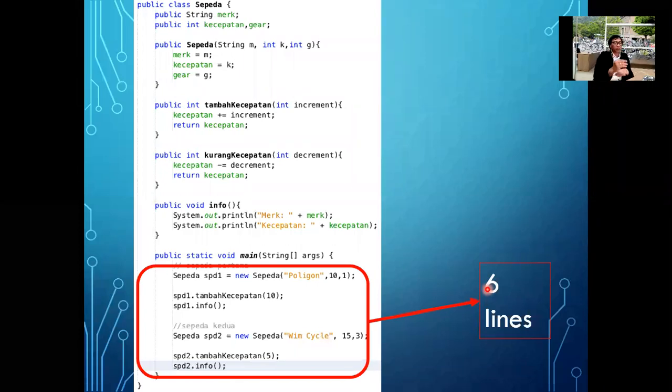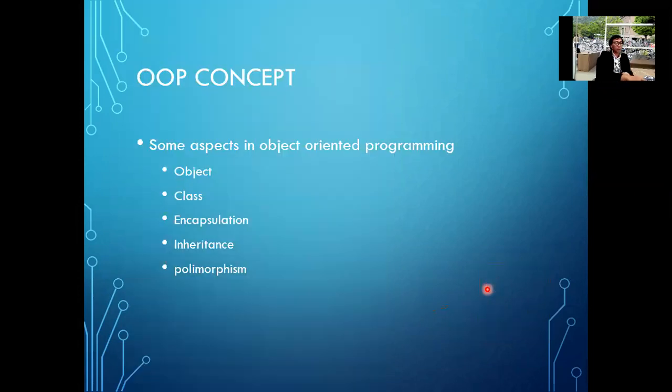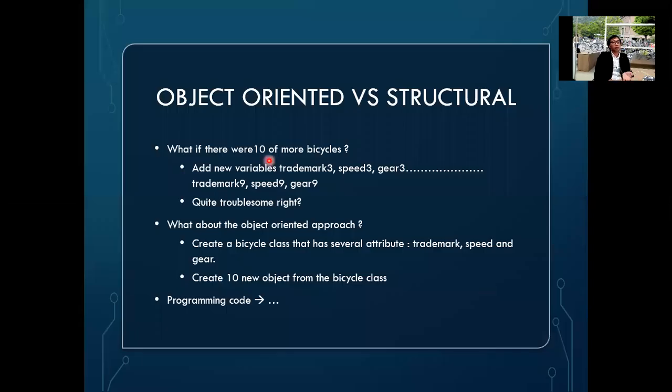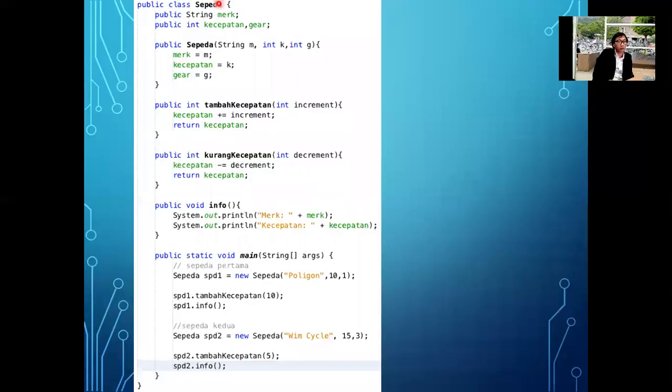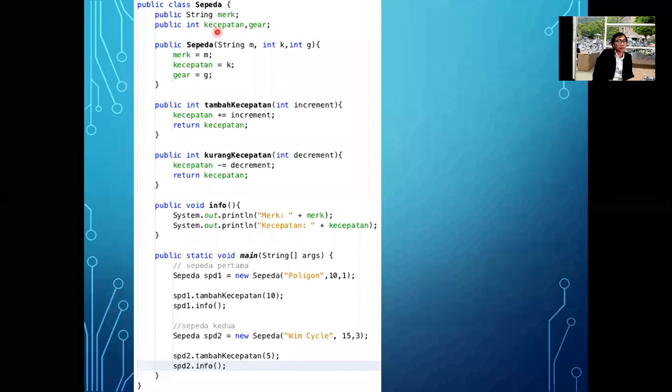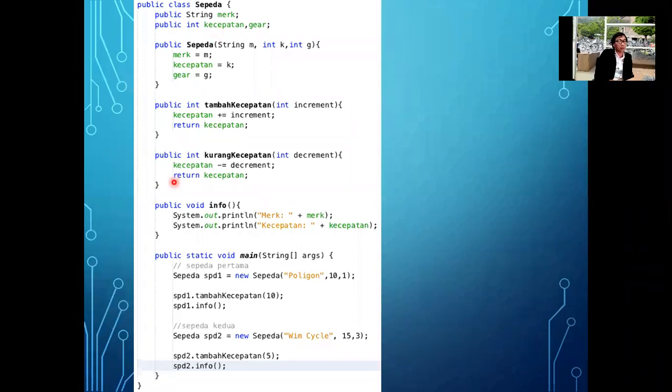So this is only 2 objects. What about if we want to create 10 or more bicycles? In the structural approach, we need to define the third tread mark, the third gear, the third speed, and so on until the 10th tread mark and the 10th gear. So you can imagine the line of code will be huge. But unlike in the object-oriented approach, where you don't have to modify the class or the main class of the bicycle, all you have to do is only creating the object by using the class that already exists.